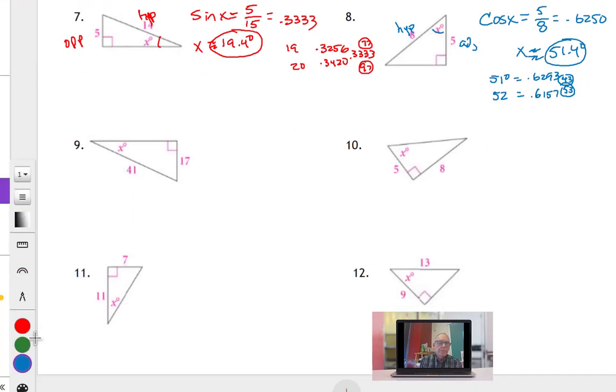Number 9. This is our reference angle. 17 is an opposite. 41 is a hypotenuse. So we've got opposite over hypotenuse. That's going to be a sine ratio. So sine x equals 17 over 41. To 4 decimal places, that's 0.4146.